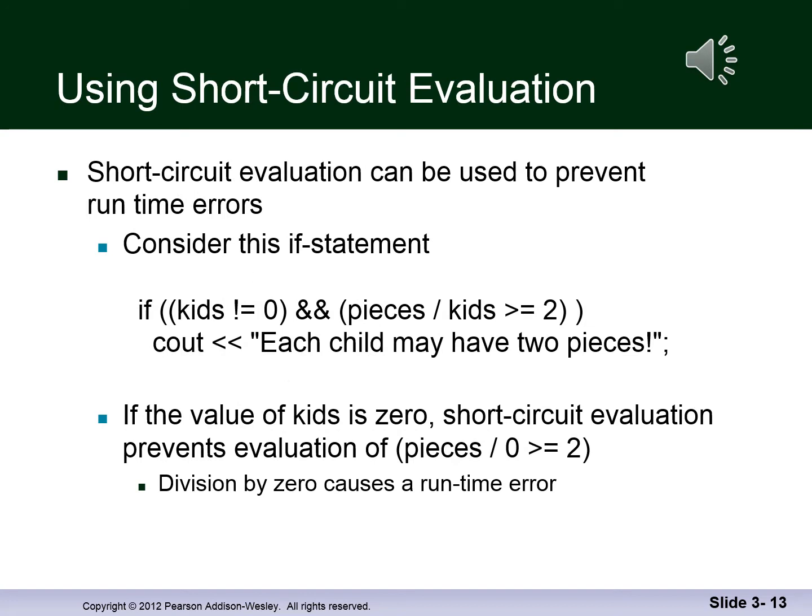Short-circuit evaluation is useful in preventing runtime errors. On this slide, there's a good example of a short-circuit evaluation that avoids a divide by 0 runtime error. In this example, if the value of kids is 0, look at the second condition in the if statement: pieces / kids. That would get through the compiler, but during runtime it would cause a divide by 0 error, which is bad. But by putting it in an and, second to if kids != 0, it creates a short-circuit evaluation. So if kids does equal 0, it never evaluates pieces / kids >= 2, which is a divide by 0 condition.